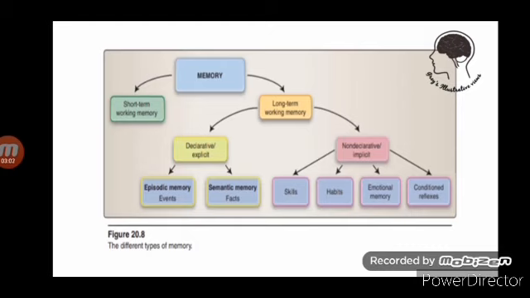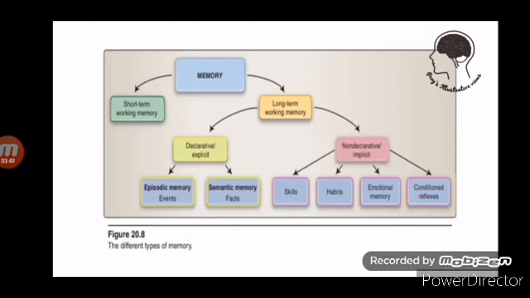So declarative memory is about details of thoughts, images, and information. The next type is non-declarative memory. Declarative memory is also called explicit memory, and non-declarative memory is also called implicit memory. Declarative memory is factual knowledge about people, places, things, and events, but implicit memory is not about factual information.